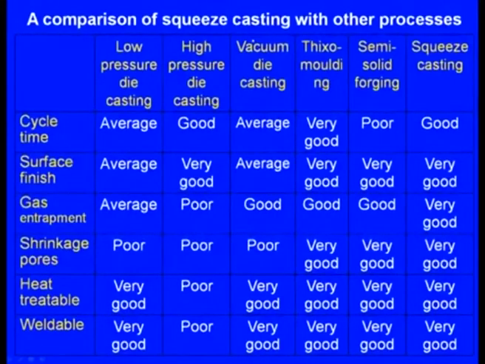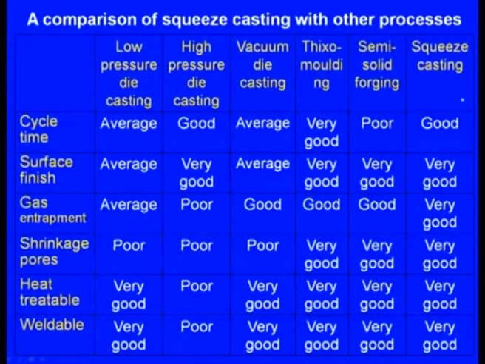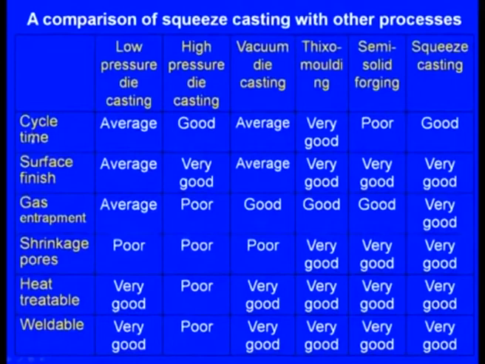Now, let us see a comparison of squeeze casting with other processes. Here we can see low pressure die casting, that is one, and let us take another process, high pressure die casting. Next, let us consider vacuum die casting. Next, let us consider Thixo moulding. This is a semi-solid casting process, then semi-solid forging, and finally, this is squeeze casting, which is today's subject. Now, let us consider some properties: cycle time, surface finish, gas entrapment, shrinkage force, heat treatability and weldability.